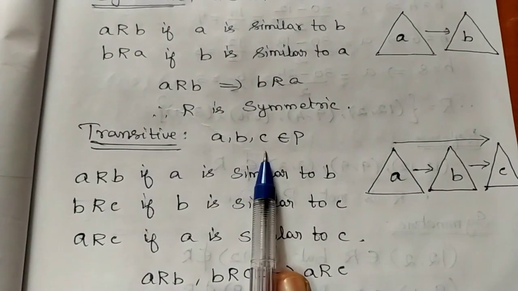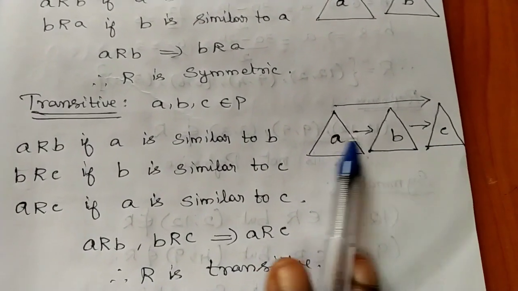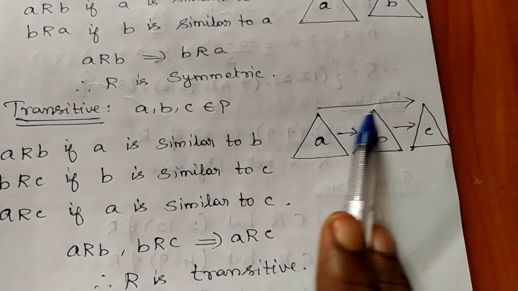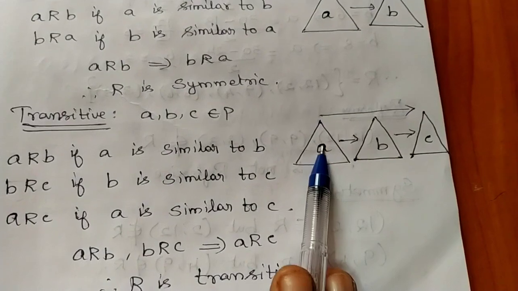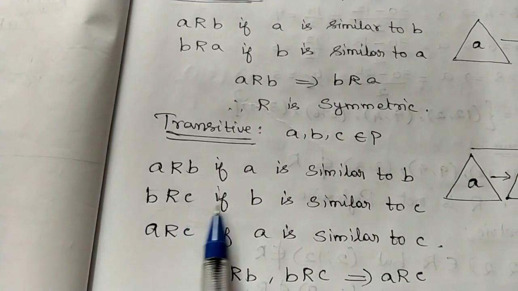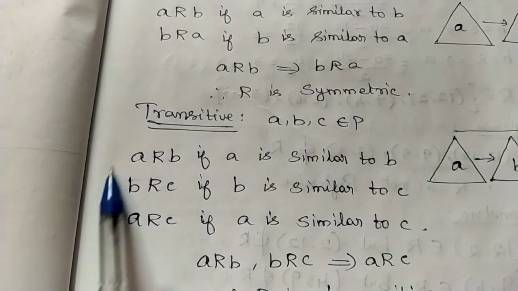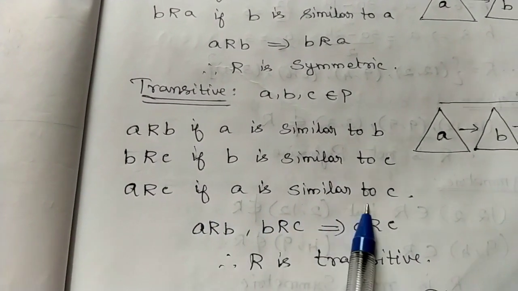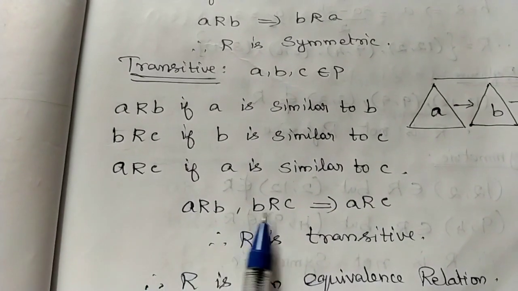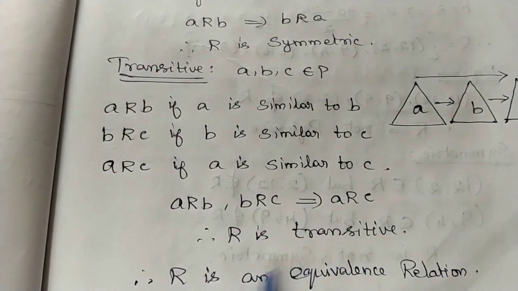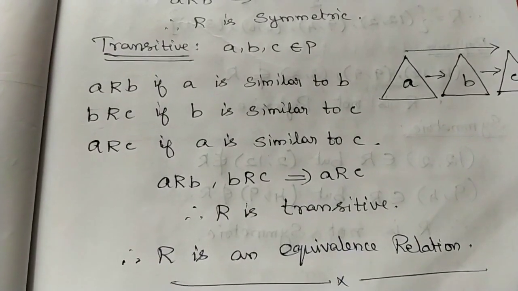Transitive: A, B, C are three triangles. A related to B, B related to C, and the reason is A related to C. A is similar to C. A related to B if A is similar to B, B related to C if B is similar to C. This is the statement. Reason: A related to C. A is also similar to C. A related to B and B related to C implies A related to C, so R is transitive and hence an equivalence relation.